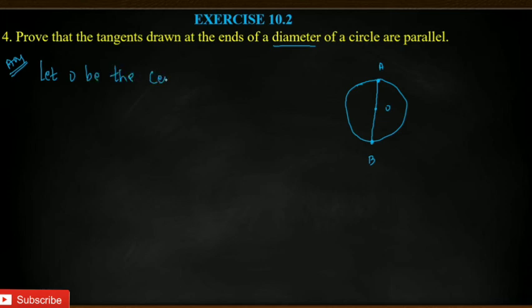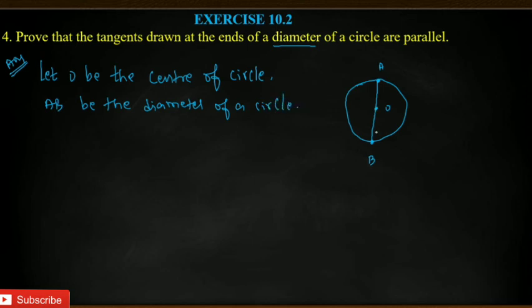Let O be the center of a circle, and AB be the diameter of the circle. That is what they have said. You just write it like that. O is the center point, AB is the diameter of the circle, and they asked us to draw tangents at the end points of the diameter, the end points A and B.